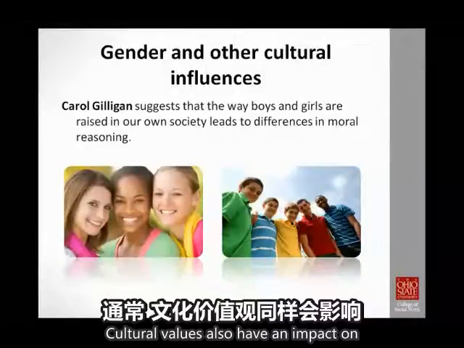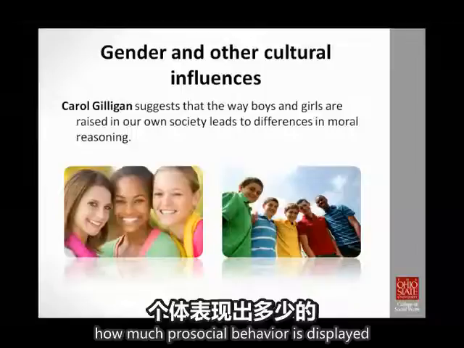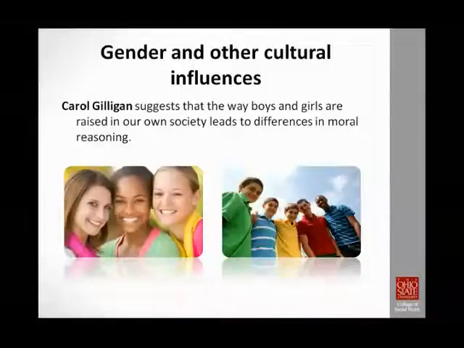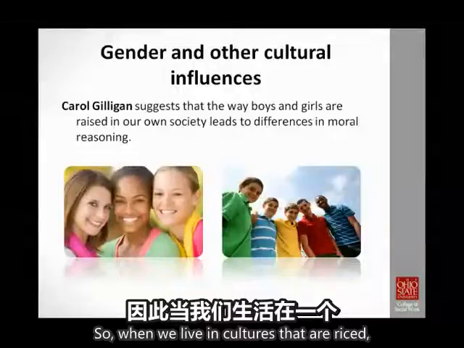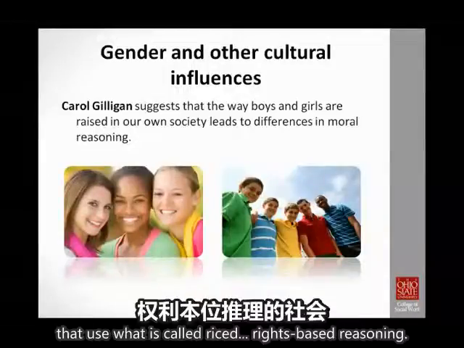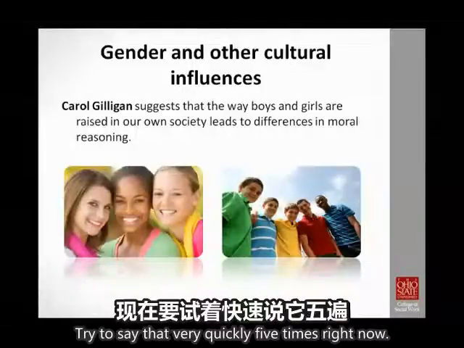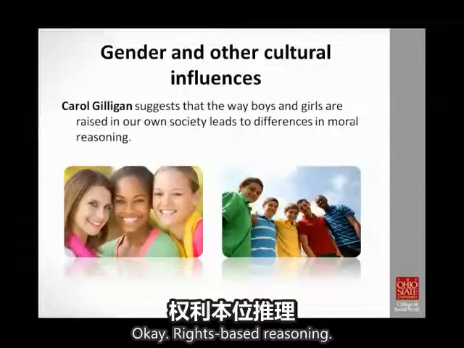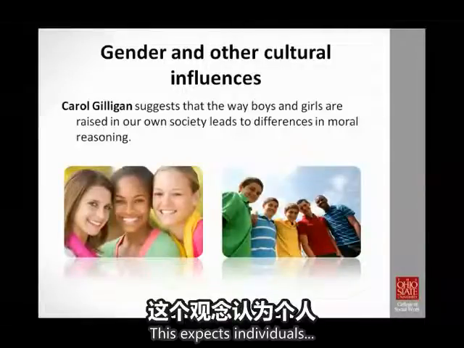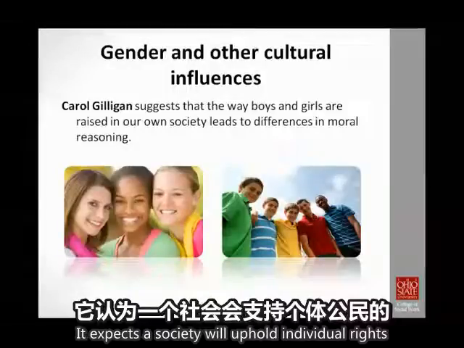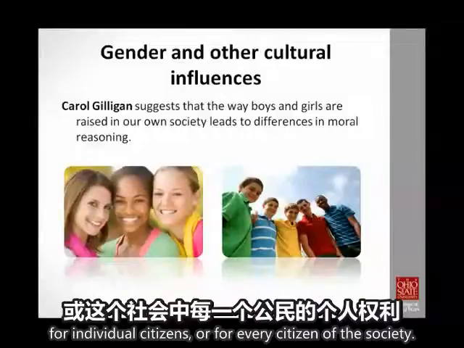Cultural values also have an impact on how much prosocial behavior is displayed by individuals in general. So when we live in cultures that use what is called rights-based reasoning, I'll get it out, rights-based reasoning. Try to say that very quickly five times right now. Okay, rights-based reasoning. This expects that a society will uphold individual rights for every citizen of the society.